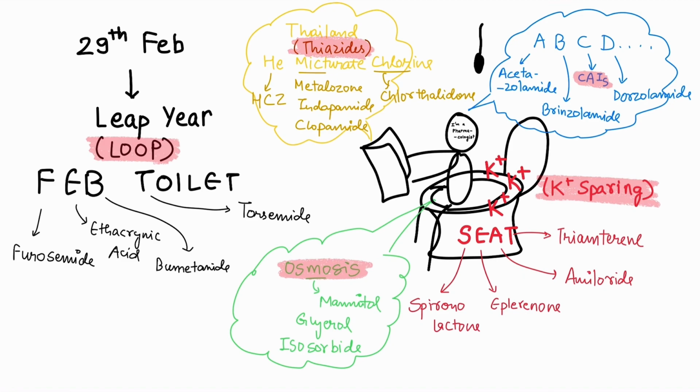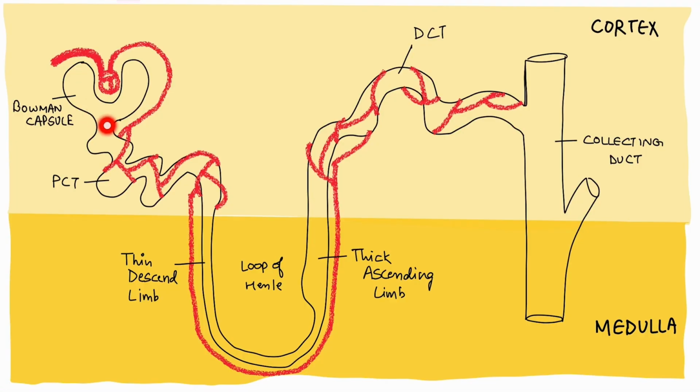Okay, so now you have learned the potassium sparing diuretics, the carbonic anhydrase inhibitors, the thiazides, and the loop diuretics. Having learned about these, let's move to the site of action of all these diuretics. So this, if you know, is a nephron. For those who don't know, the nephron is the smallest structural and functional unit of the kidney. These nephrons are present in millions, right? Now each nephron consists of various parts.